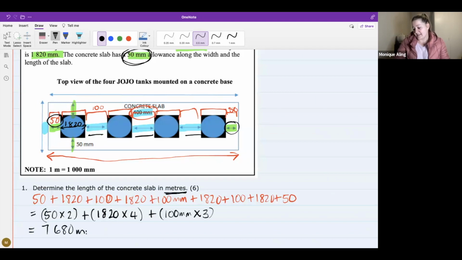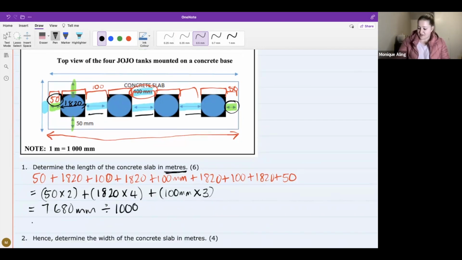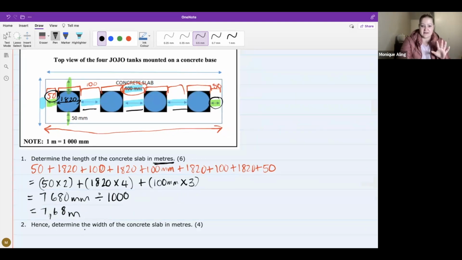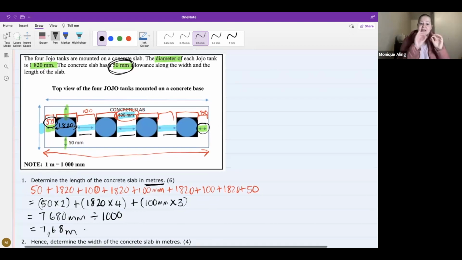7,680 millimeters. We want the answer in meters, so we divide by 1,000, which gives you an answer of 7,68 meters. So it is quite a different way of asking, working out the length or the width, and it was worded a bit weirdly. But if you're ever given something like this again, when they give you a whole lot of measurements, this is probably what they're going to ask you to work out the length or width of something.